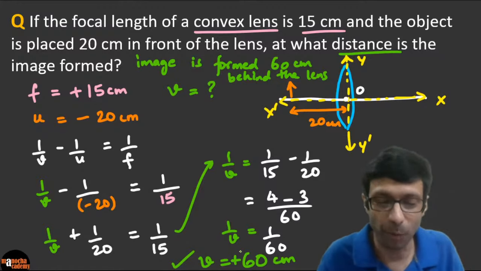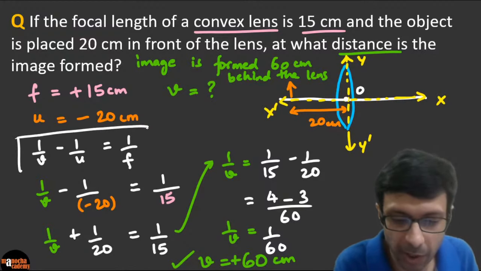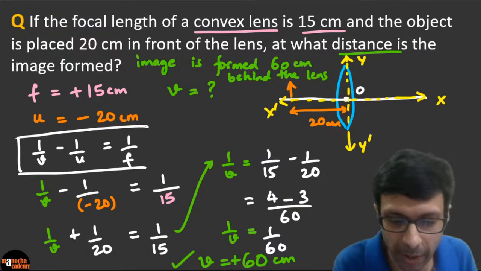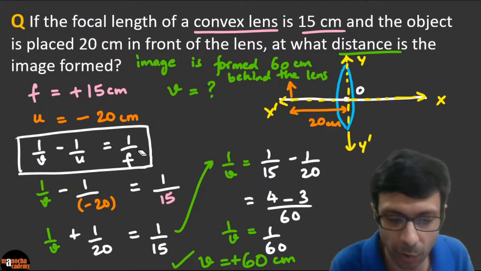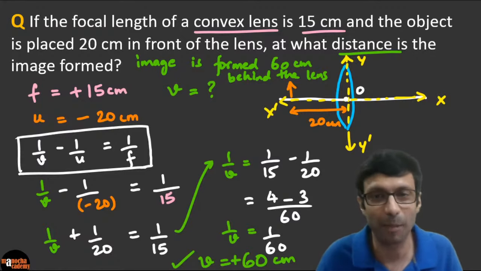Whatever we get from this famous lens formula, please learn it, right? 1 by V minus 1 by U is 1 by F. Very important lens formula. The mirror formula is almost the same, only you have a plus sign here, right? It's 1 by V plus 1 by U equals 1 by F for spherical mirrors, and this is for lens.